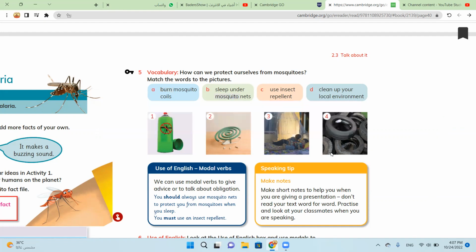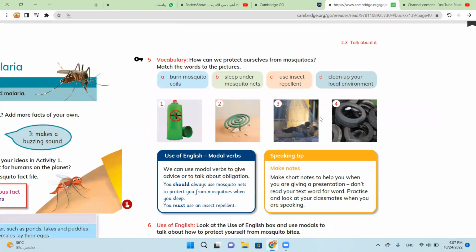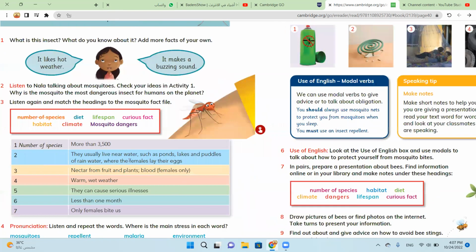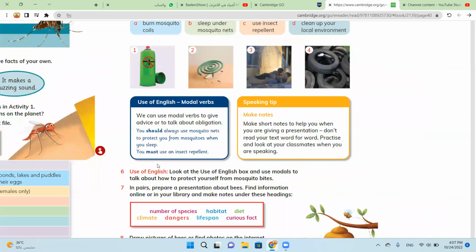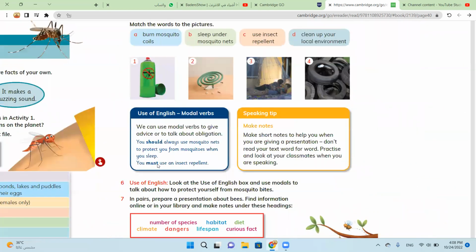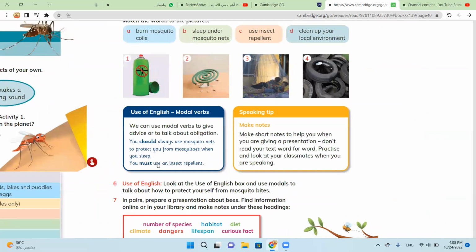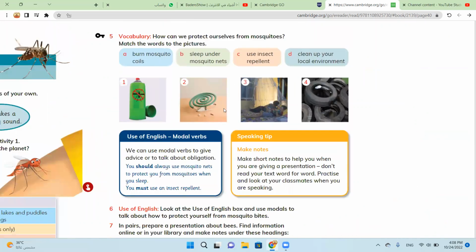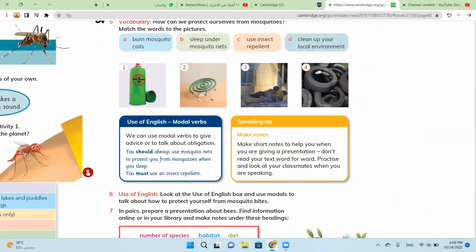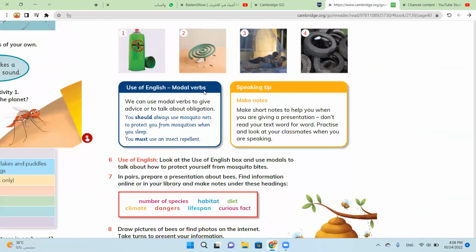And the final one is clean up your environment, because we said that mosquitoes live near water, ponds, lakes, puddles, and also what we can see in the environment. We need to clean up your local environment. This is how we can protect ourselves from mosquitoes.